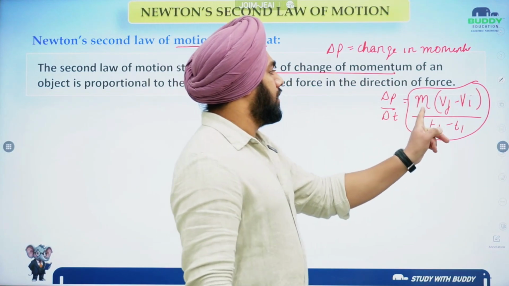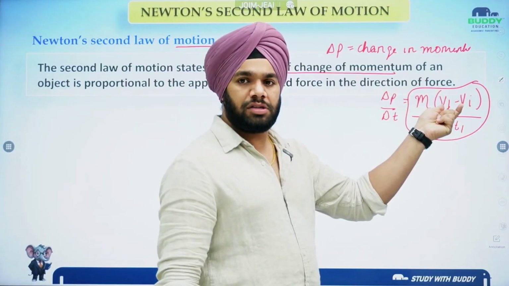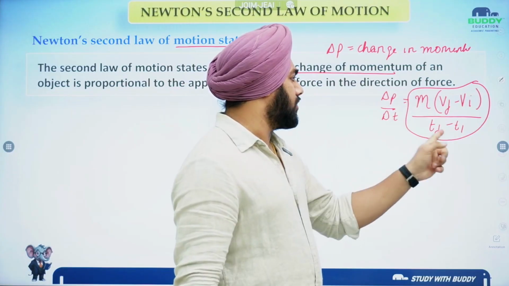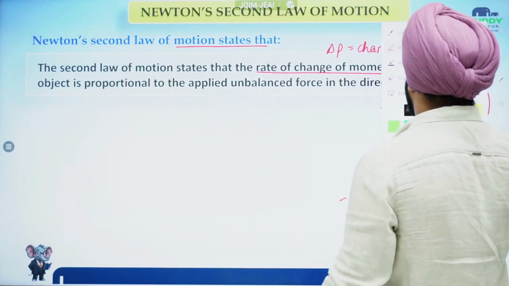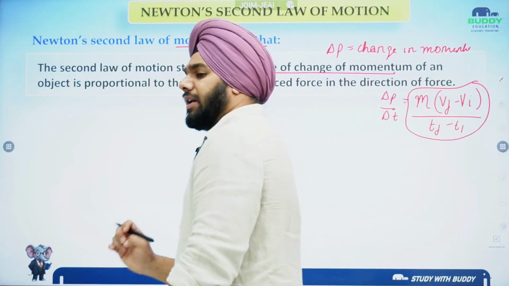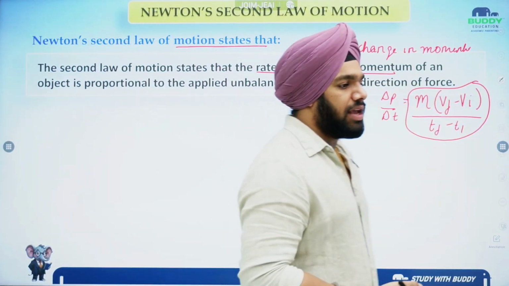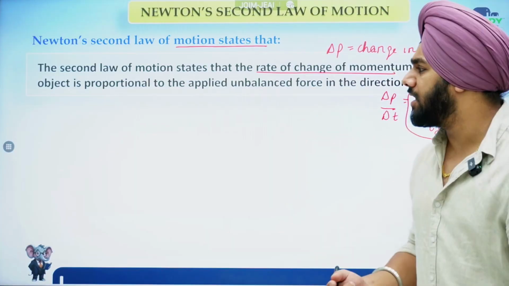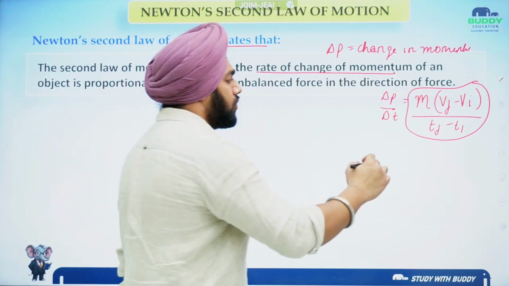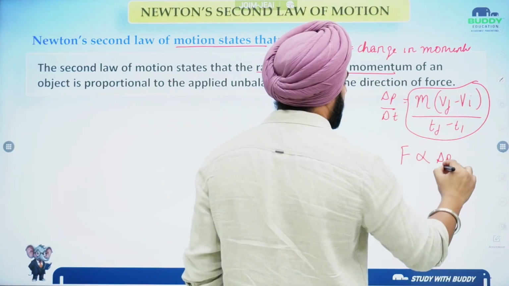Mass into final velocity minus mass into initial velocity, with mass taken common. So this is change in velocity, and change in velocity into mass is change in momentum, upon delta T, that is T final minus T initial. Got my point? This is the rate of change of momentum. Now it simply says that the rate of change of momentum is directly proportional to the unbalanced force. Obviously if the force is balanced, then the net force will be 0. So I can simply write that force is directly proportional to delta P by delta T.